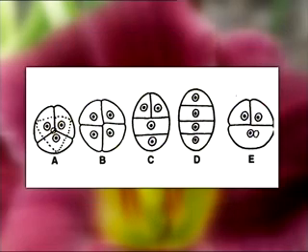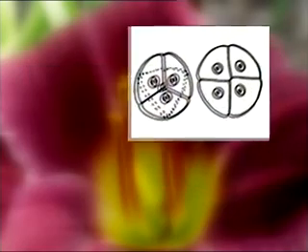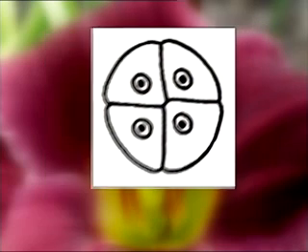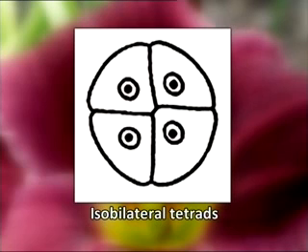The 4 microspores formed from a microspore mother cell are usually arranged in tetrahedral or isobilateral tetrads. Tetrahedral tetrads are formed as a result of simultaneous division. The 4 microspores lie at the 4 corners of a tetrahedron. When seen from an angle, only 3 microspores are visible and the 4th lies at the back. In isobilateral tetrads, which are formed by successive divisions, the 4 microspores are arranged in one plane.